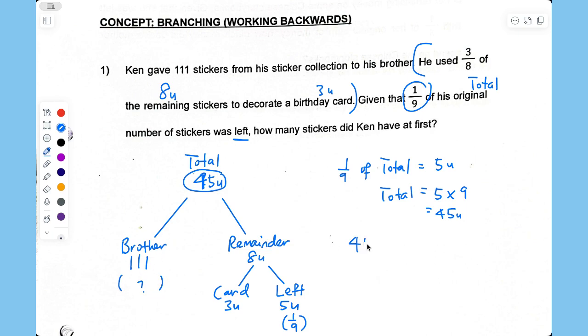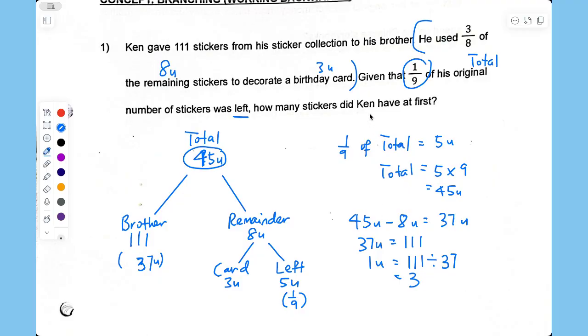That will be 45 units minus 8 units, because 45 units is branched out to 8 units and a certain number of units here. So 45 minus 8 is 37 units. So this part here is 37 units. 37 units is 111 stickers. 1 unit will be 111 divided by 37. That gives us 3 stickers. So 1 unit is 3 stickers.